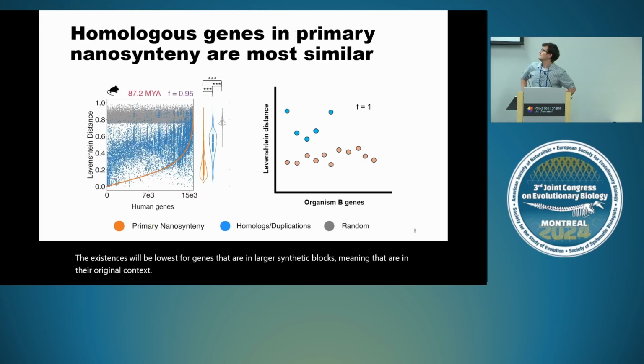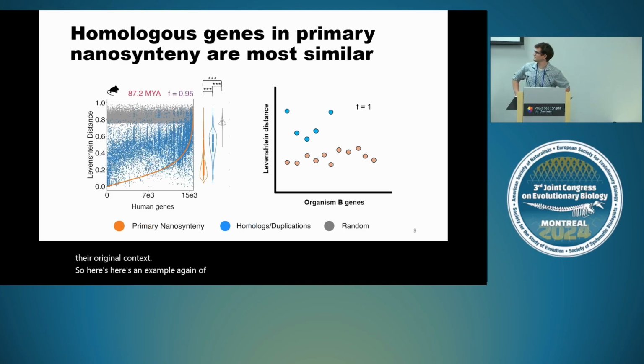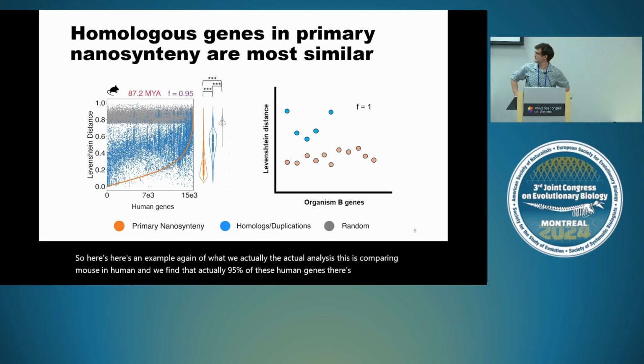Okay, so here's an example of the actual analysis. This is comparing mouse and human, and we find that 95% of these human genes, there are fewer genes than you'd expect because we're only looking at genes that are in some region of conserved order at least, 95% of these human genes are the case where the longer synteny block gives us the more similar genes.